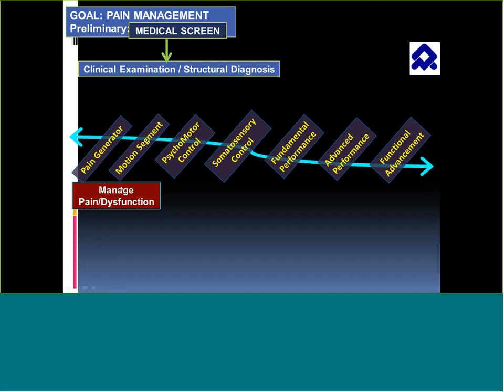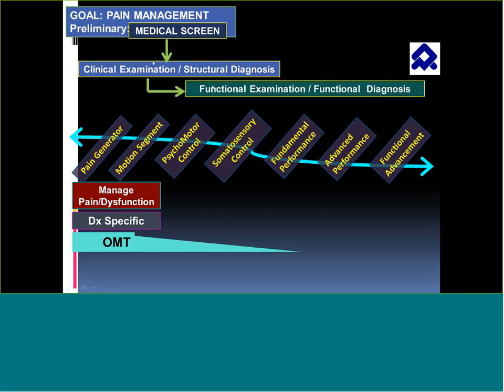Whatever that motion segment is, it could be a motion segment of the spine, or it could be the radiohumeral joint. What's important is that we have to manage the pain generator. This is a diagnosis-specific management. And often the tools that we use are our hands, insofar that we use orthopedic manual therapy. We're trying to improve the chemistry at the joint because we use our hands and we understand how to make a difference inside of that joint system.